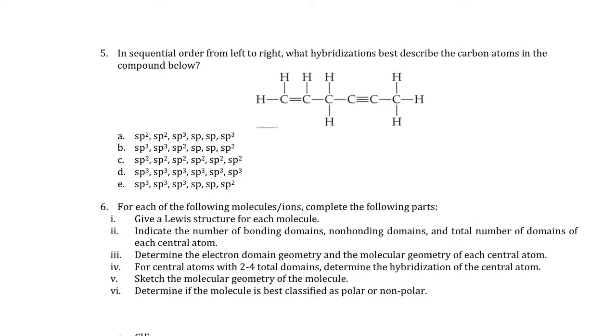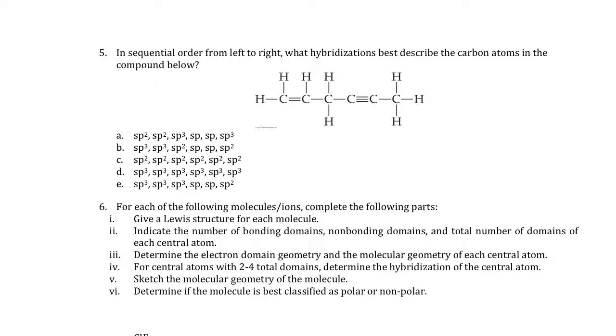Okay, number 5. In sequential order from left to right, what are the hybridizations that best describe the carbon atoms in the molecule? So we're just starting here and describing this atom here. Trigonal planar, 3 domains is all I need to know that that's an sp2. So that's just coming from trigonal planar is sp2. Then I have another trigonal planar, so I have 3 domains about the next carbon, so that's sp2 as well. And then I have a tetrahedral carbon, so I'm picking up this is tetrahedral because we have 4 total domains about that carbon, so that's sp3.